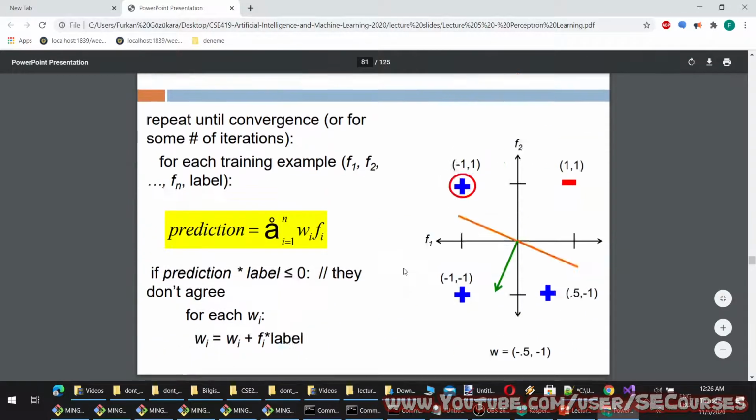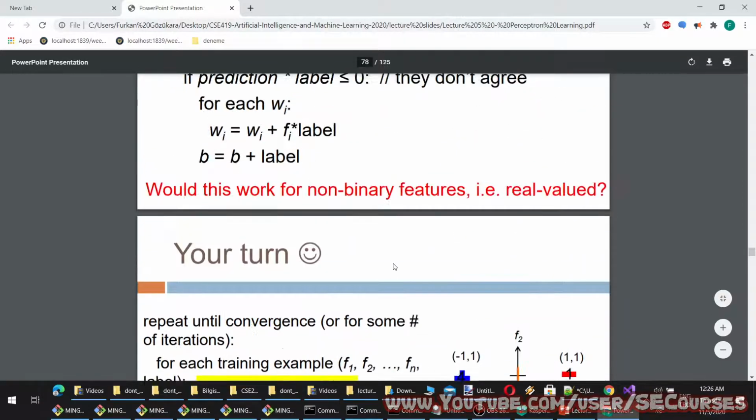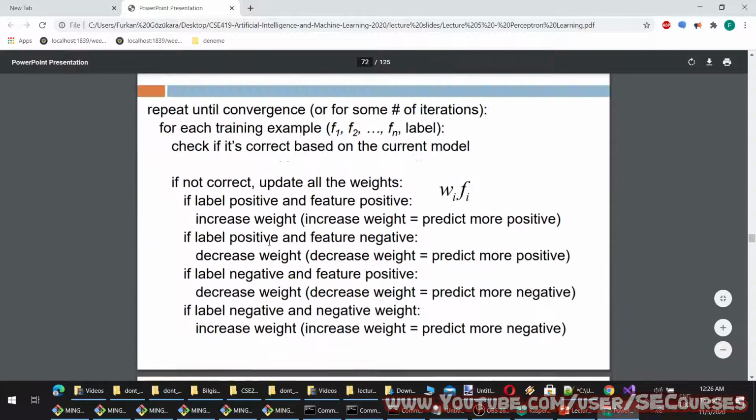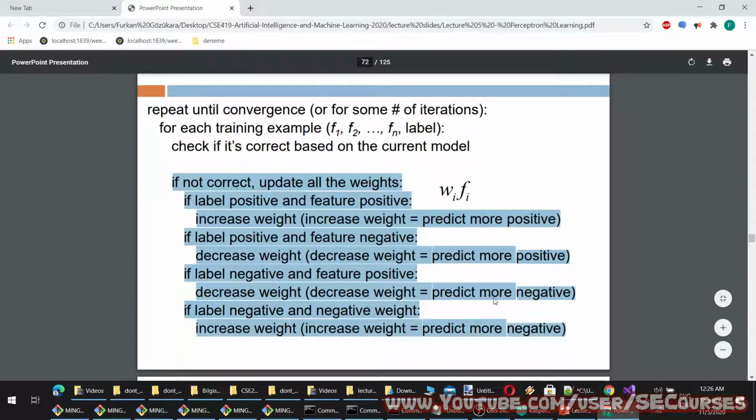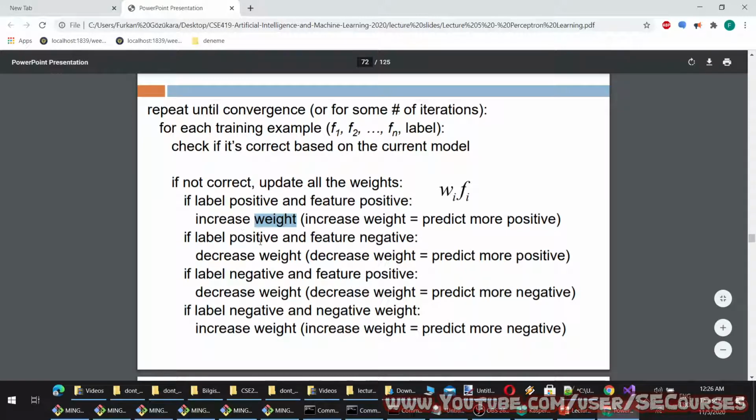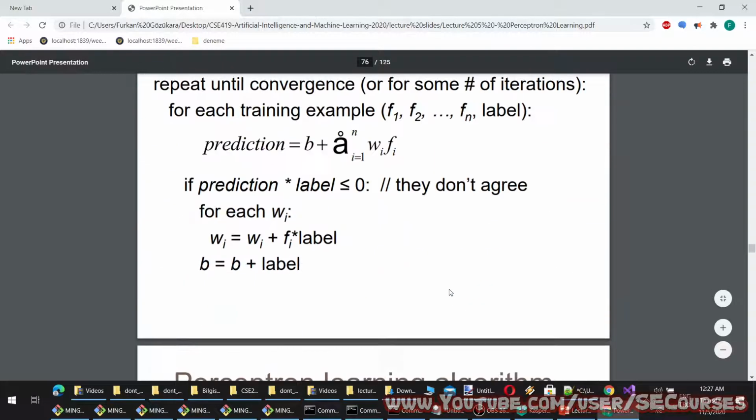You can do this step by step at home to understand. It is so easy. You just follow the steps here. If the label is negative and the feature contribution is negative, apply the rule here. If the label is positive and the feature contribution is positive, apply the rule here. And if the label is negative and the feature contribution is positive, apply the rule here. And if the label is negative and the weight contribution is negative, apply the rules here. It is easy.